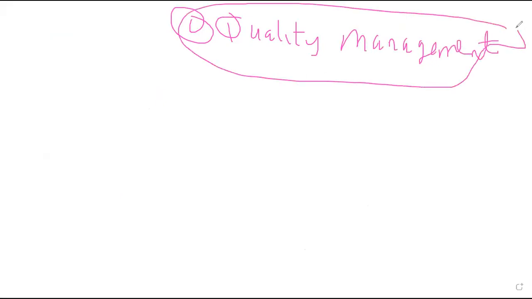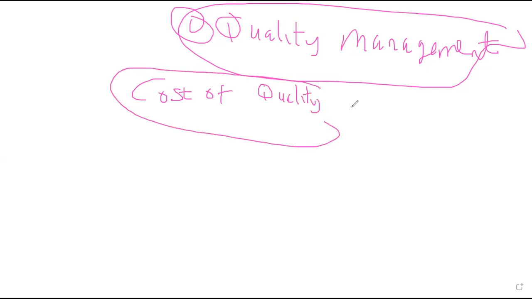Okay, one thing we should look at is the cost of quality. First and foremost, we'll have to look at the cost of quality categories. What are the categories here?